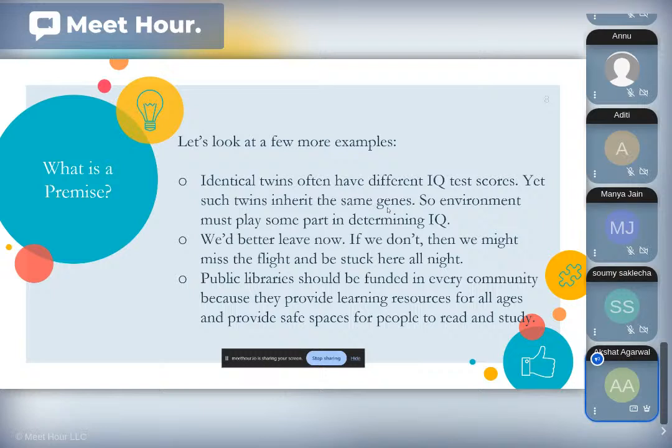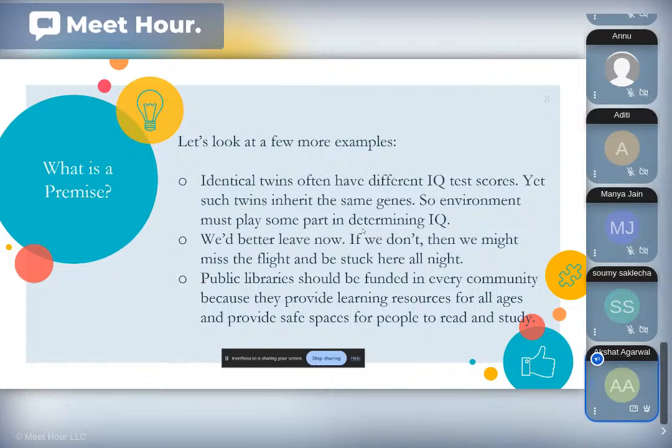Now, if you look at the second example, which is pretty simple, it says: we'd better leave now. If we don't, then we might miss the flight. So the author is suggesting that we should leave now, and that's how your editorials are generally also, right? The authors give some suggestions, some recommendations. Now, what are the recommendations based on? That's your premise. So why is the author suggesting that we should leave now? Because if we don't, then we'll miss the flight. So that's what a premise is.